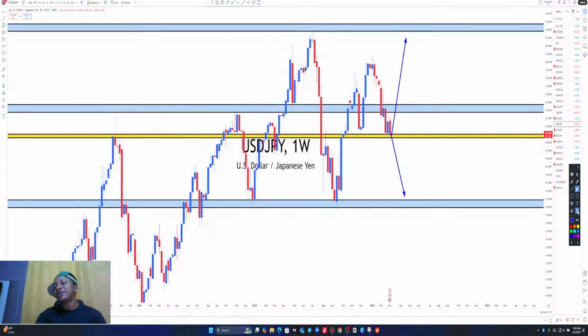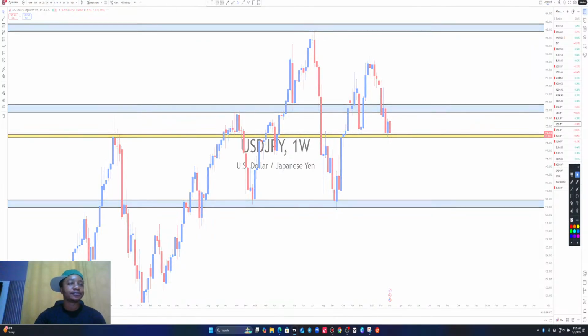So before we can find the answer, let's take it to the daily time frame to understand what exactly is going on over here, so that we can know whether buyers will be able to push the market from here to the upside, or sellers will use sell pressure to break below all the way down. Let's find out as we go through the daily time frame.